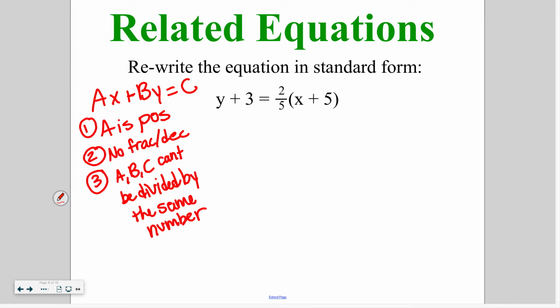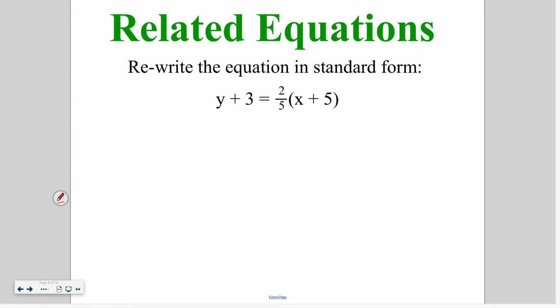Alright, so those are your quick reminders of what it means to be in standard form. I'm going to go ahead and erase those so that I have a little bit more space to work. So our goal is to get x and y on the same side. The first thing you're going to want to do is get rid of those parentheses. In order to get rid of the parentheses, we're going to need to use the distributive property.